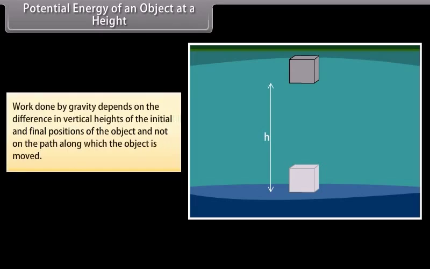Also, the work done by gravity depends on the difference in vertical heights of the initial and final positions of the object and not on the path along which the object is moved.